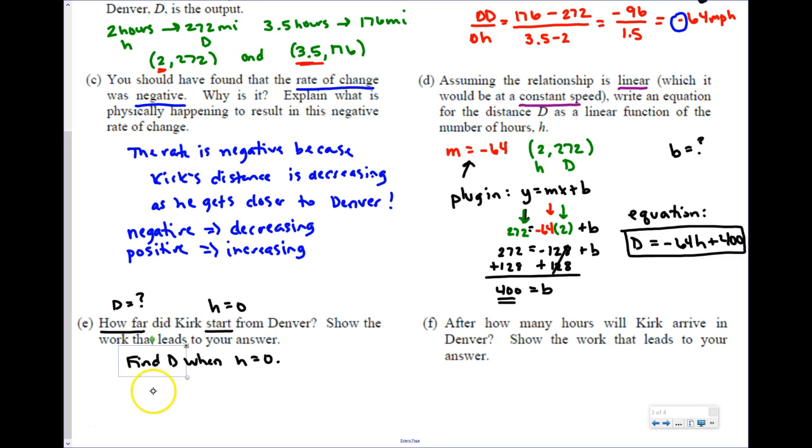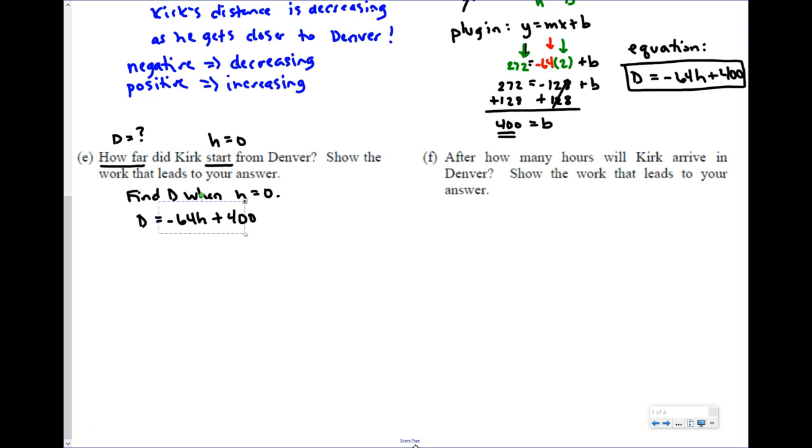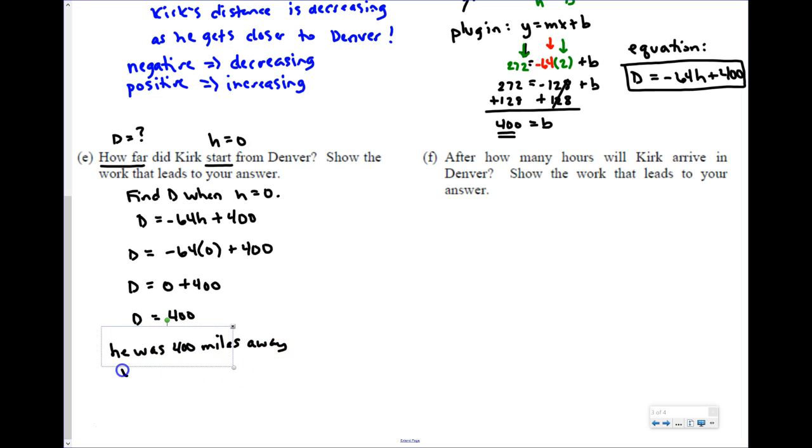So I'm going to use my equation, my new one that I just made up. D equals negative 64h plus 400. But now, instead of h being a variable, I'm going to plug in 0. So now I solve. Negative 64 times 0 is 0. 0 plus 400 is 400. So the answer to this problem is that he was 400 miles away when he started. That's your answer to this problem.